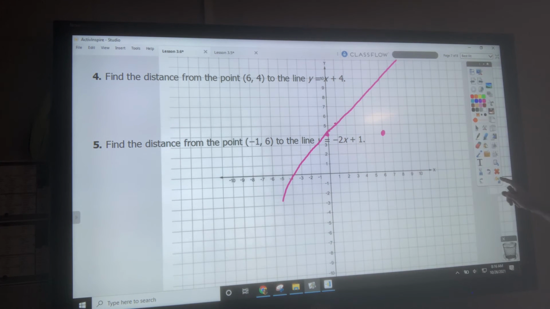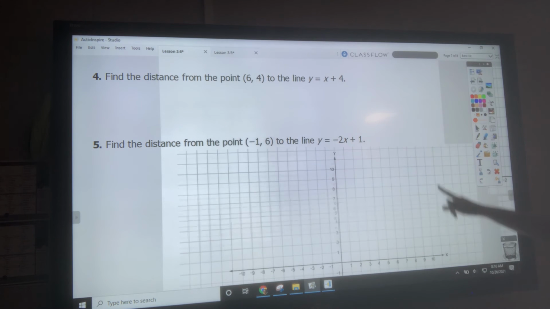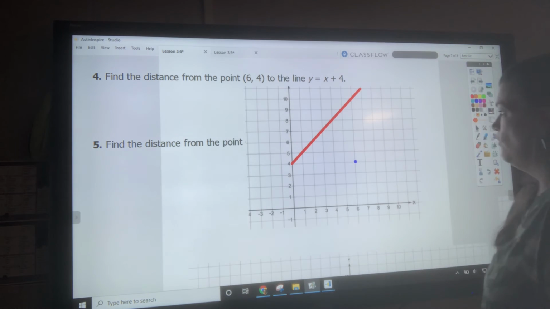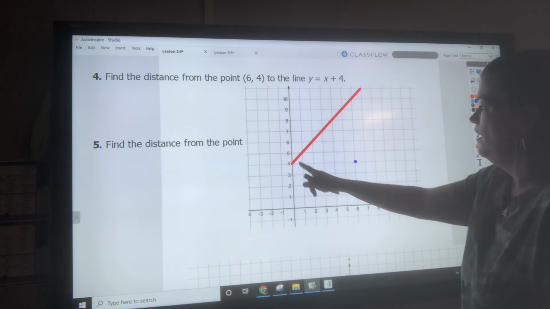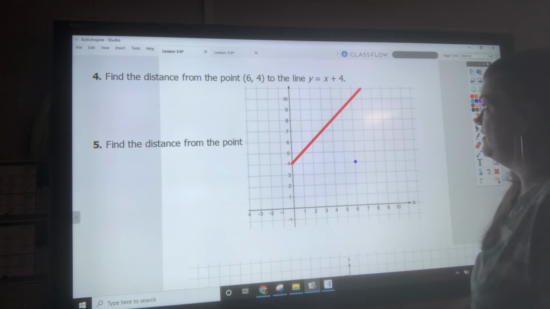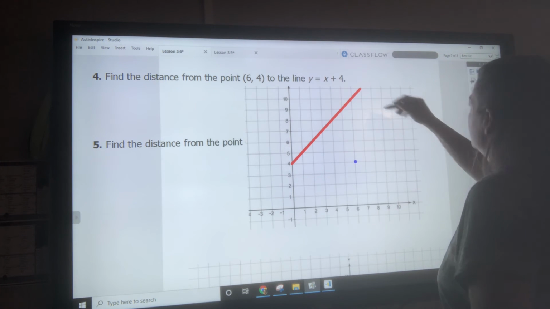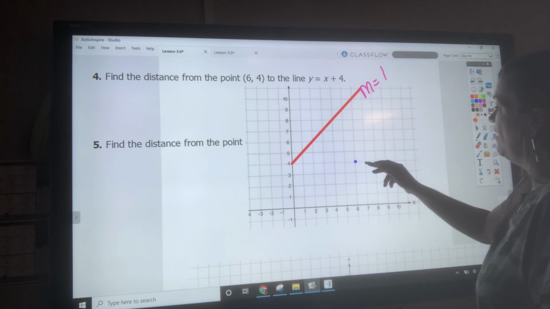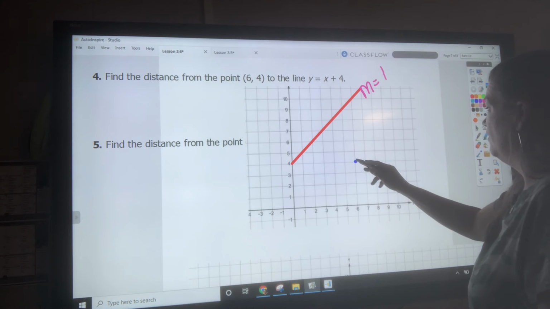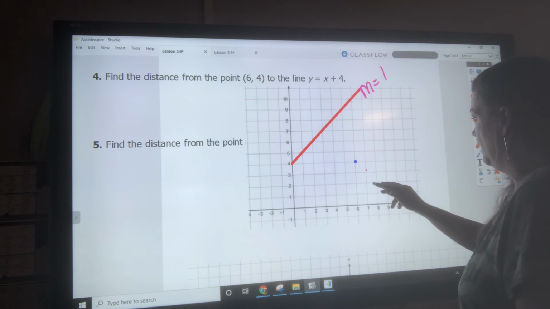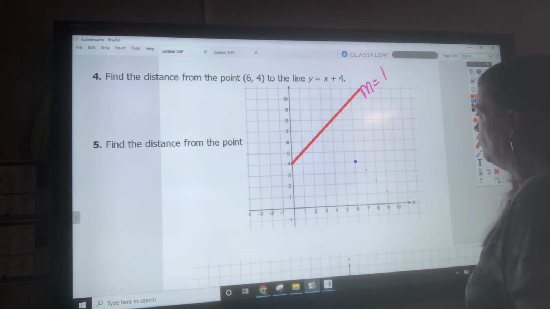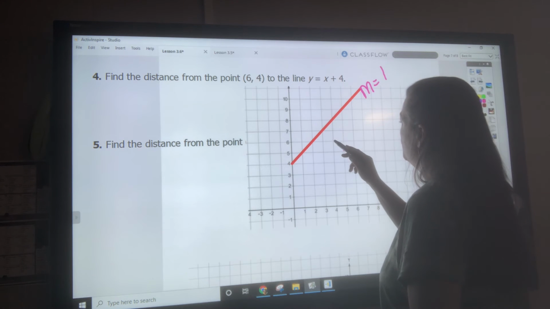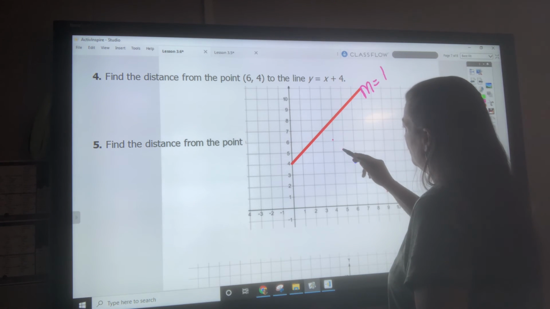And really what I need is a better looking graph, so I planned ahead and I already graphed it. So let's look at this. I want to know the distance from the point 6, 4 to this line. Remember that this line has a slope of 1. So for me to travel from this point to the line, I have to travel a -1 slope. If I'm traveling -1 slope, I could also go up and to the left, which is actually better because it's going to go toward this line.